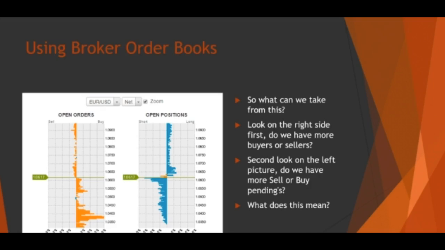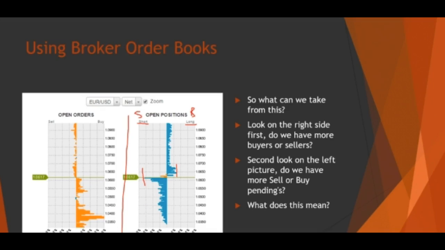Look on the right side first. So look right here. Okay, here's right side, left side. Look on the right side. Do we have more buyers or sellers? Take a minute. Do we have more buyers or sellers? Here's the short side, here's the long side. These are buyers, these are sellers. Do we have more? Okay, there's the peak here, there's the peak here. Okay, which one do we have more? We have more sellers, obviously.